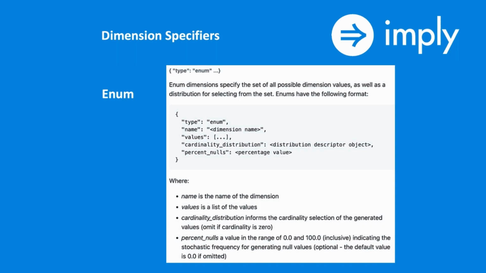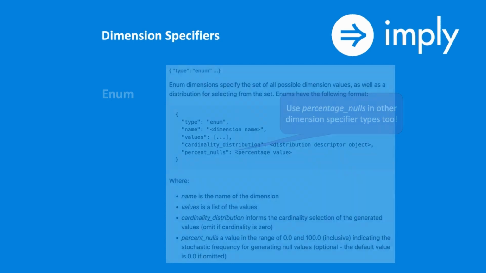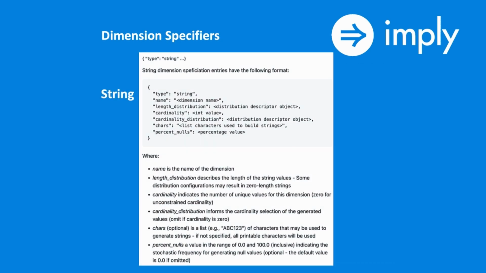Finally, in the enum dimension specifier, we can designate a percentage of nulls that the dimension specifier will generate. This percentage of nulls is an optional setting, and when omitted, no null values get generated. The percentage of null values actually applies to all other dimension specifier types except for variables. The string dimension specifier generates character strings of potentially variable lengths. In the string dimension specifier, we can designate a list of possible characters the dimension specifier will use to create the strings. If we omit the list of characters, the dimension specifier will use any printable character.